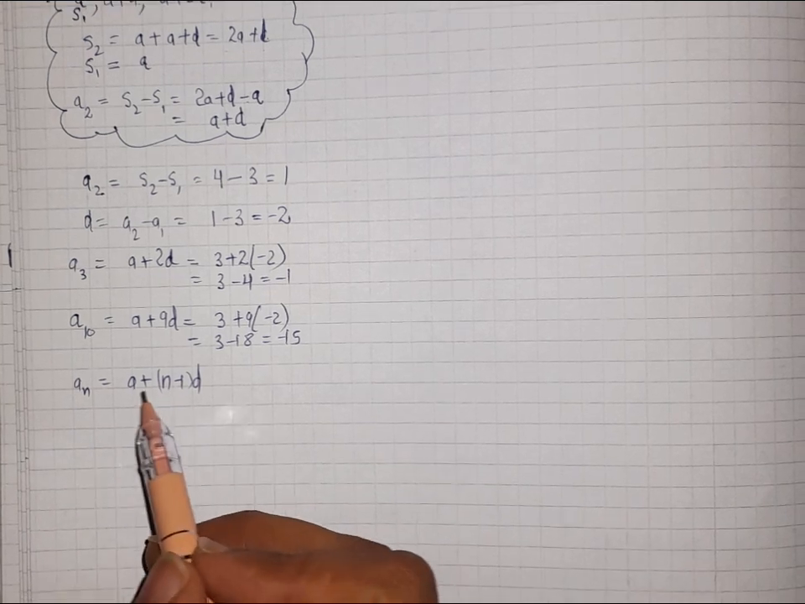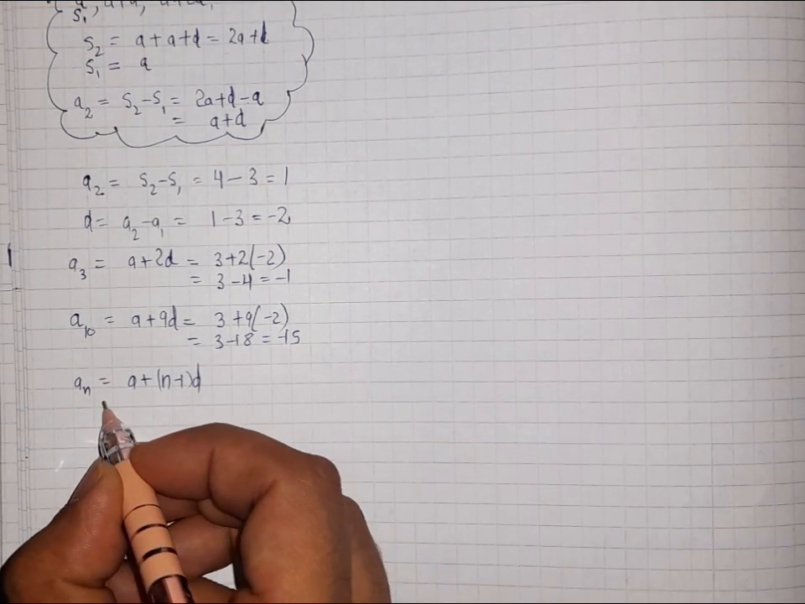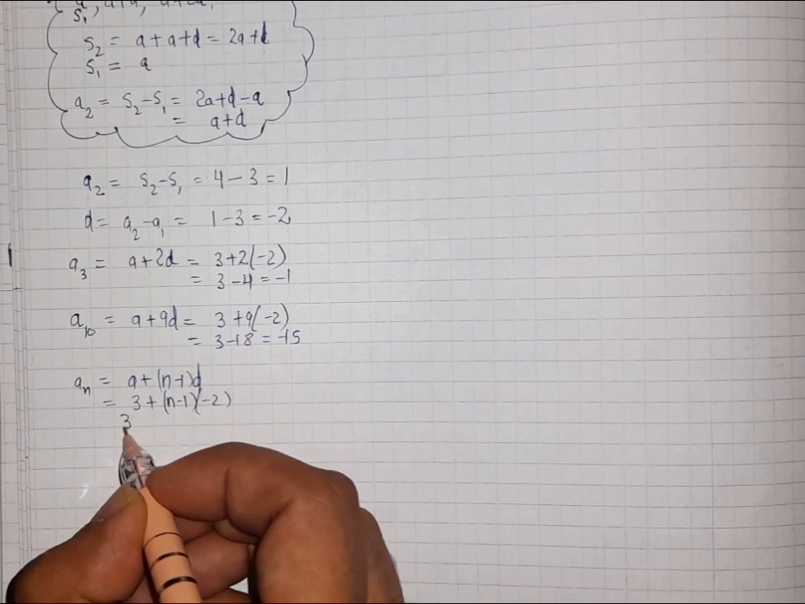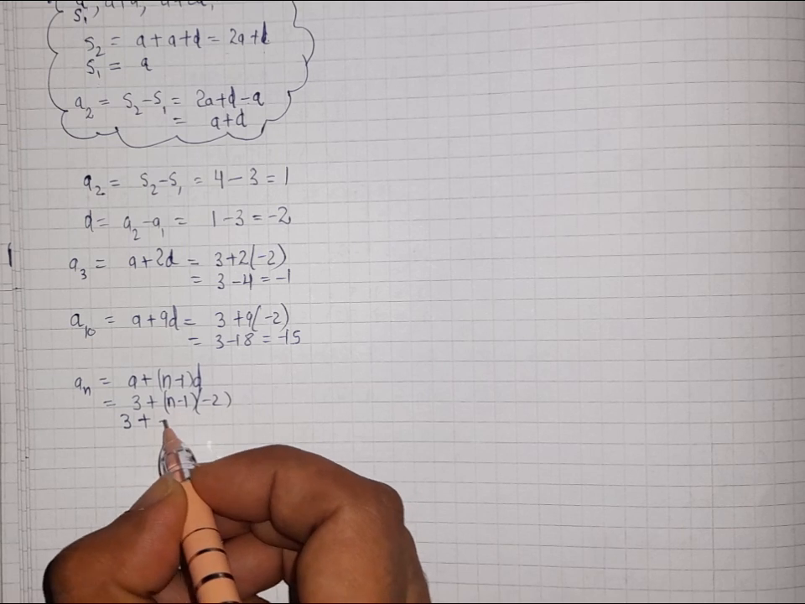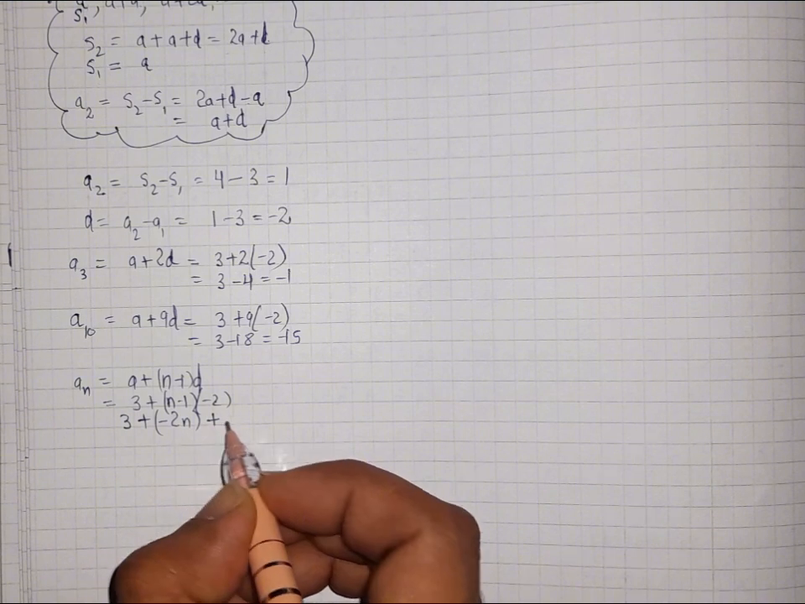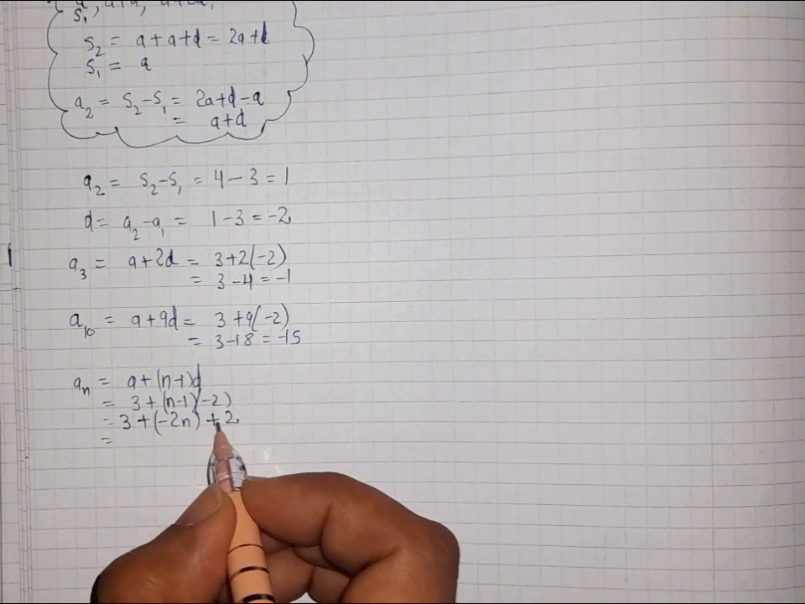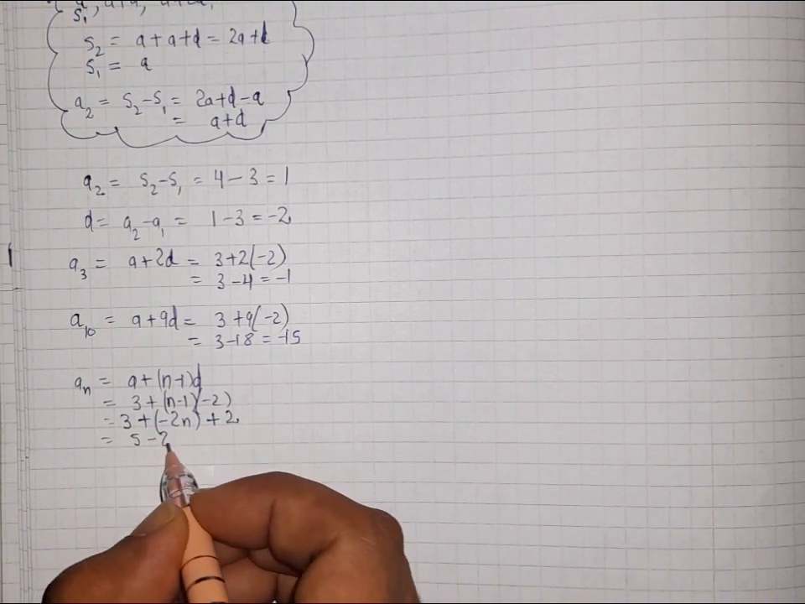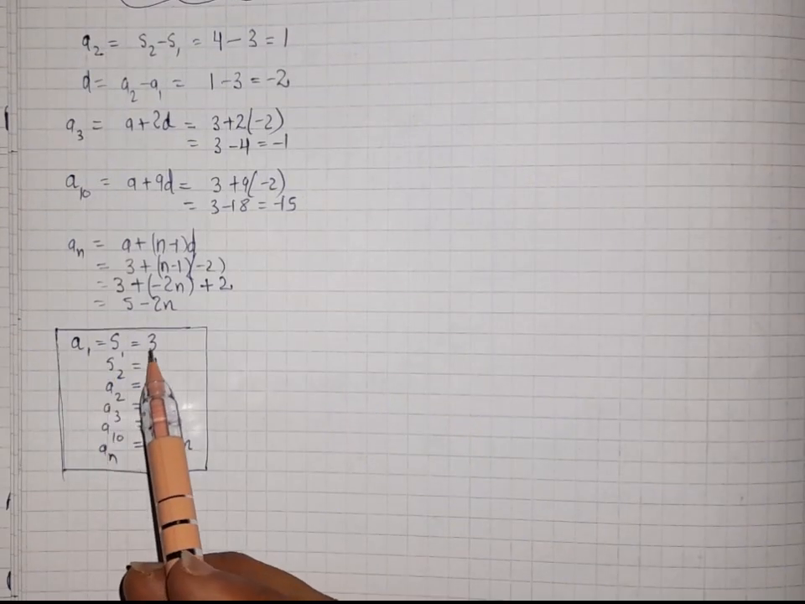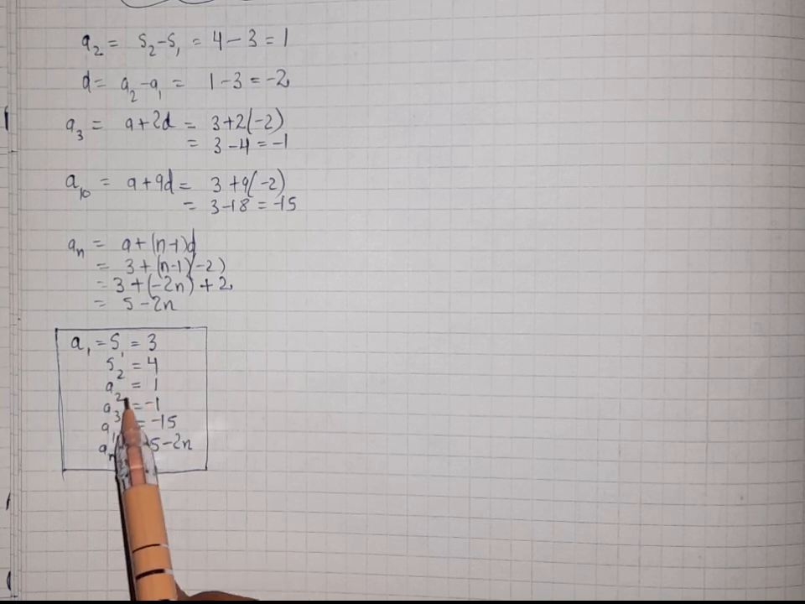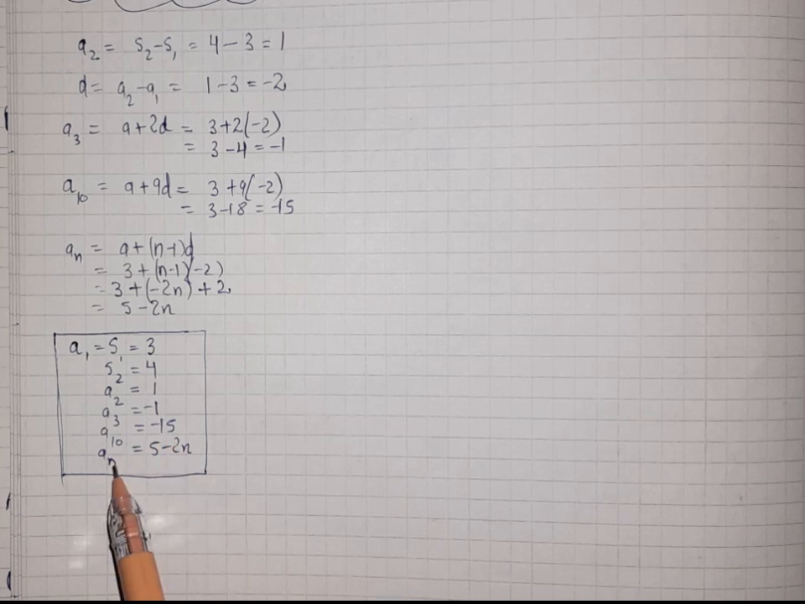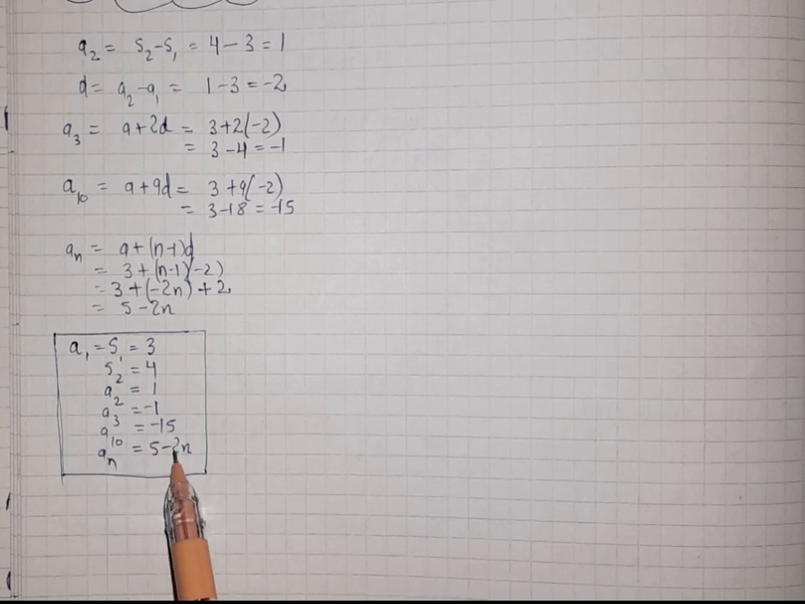Similarly, the nth term will be A plus n minus 1 into D, where A equals 3 and D equals minus 2. Minus 2 into n is minus 2n, minus 1 into minus 2 equals plus 2. So 3 plus 2 equals 5, minus 2n. So the nth term is 5 minus 2n. So we have first term is 3, sum of the first two terms is 4, second term equals 1, third term equals minus 1, 10th term equals minus 15 and the nth term equals 5 minus 2n.